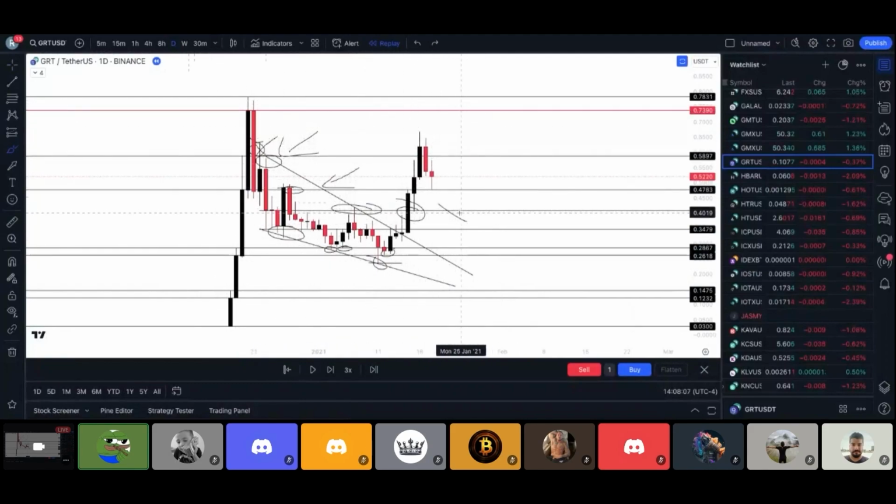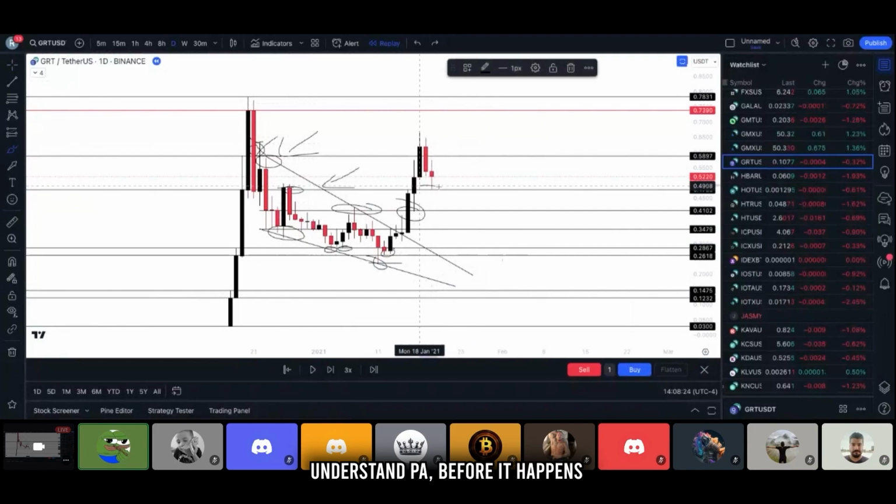When we reverse down, reverse back up, you want to understand, okay, if we retest here, we're still good for longs. If we retest here, we are still good, but it becomes a little wary. If we're here, we're probably going to have to look to short this for a move back down, right? Just understand the market structure, understand the PA before it happens. All that goes a very long way, guys.